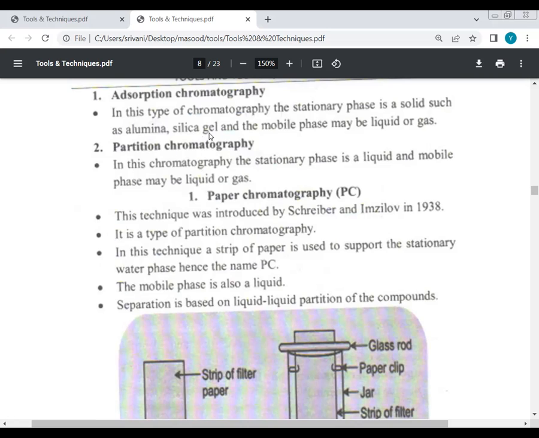Silicon oxide is dissolved into the water, so it is known as silica gel. And the mobile phase, this one is the mobile phase, and the other is the stationary phase. Means the alumina as well as silica gel is the stationary phase. Next, the mobile phase is known as liquid or gases.